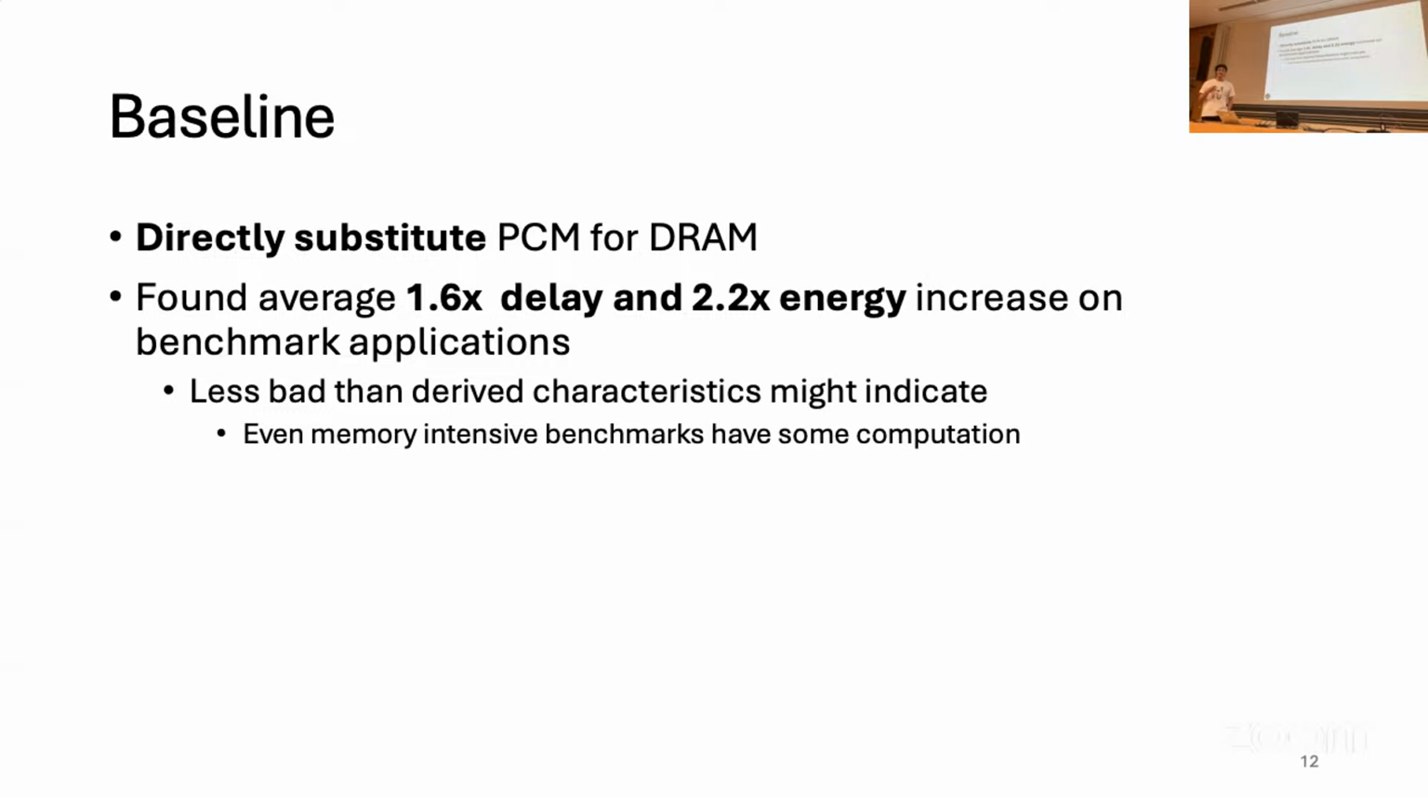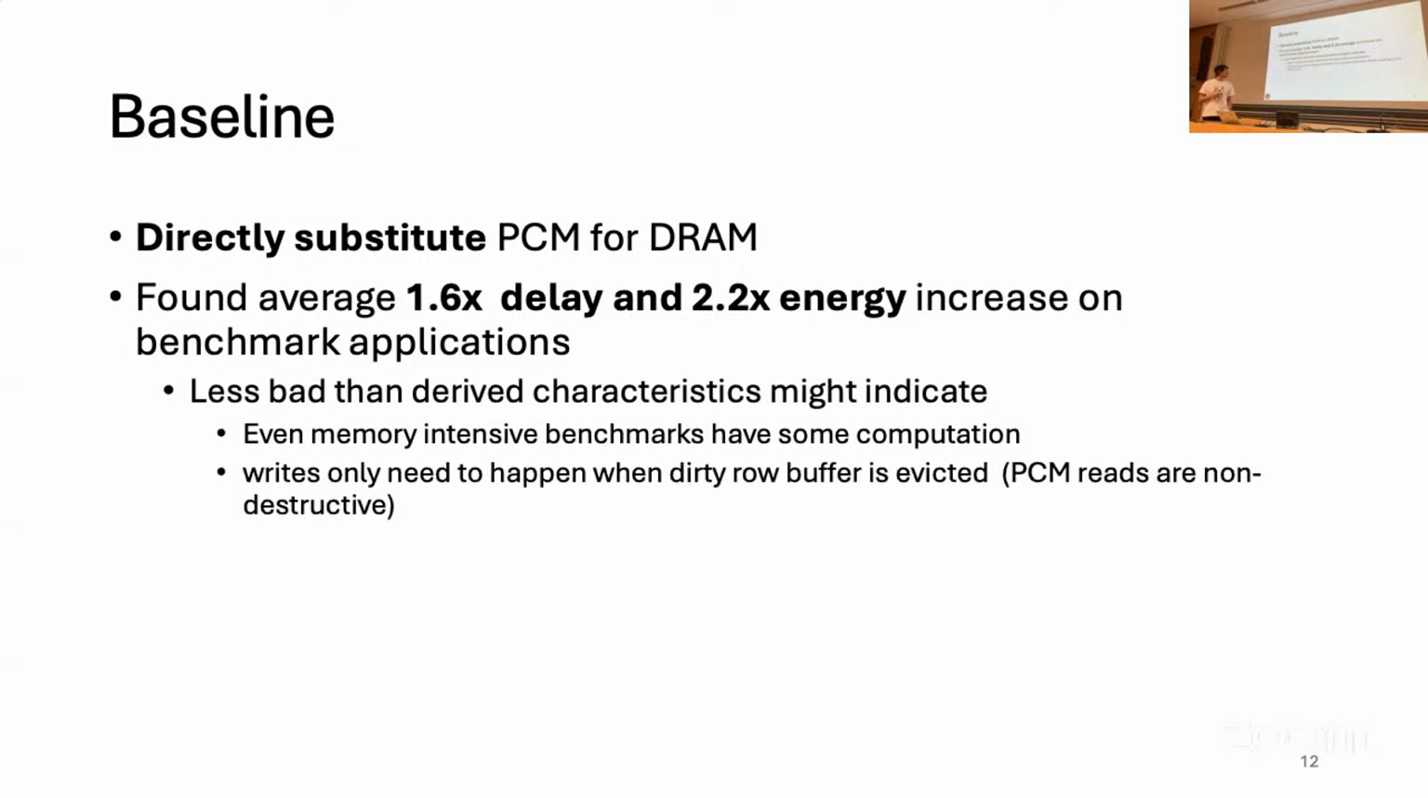So even the memory intensive benchmarks have some computation mixed in. So it's not all just memory accesses. And secondly, writes need to happen a lot more frequently for DRAM, because in DRAM, the reads are destructive. So after we perform a read, we lose the charge that's stored in a capacitor during the read, and we have to restore it by performing a write. But because in phase change memory, the reads are non-destructive, so we do not destroy the resistance when performing a read, writes have to happen less frequently. So the particularly bad writes occur less often. We get better than expected baseline already.